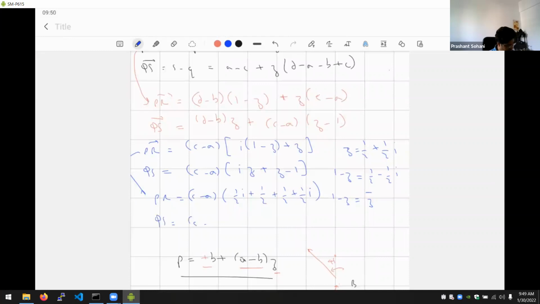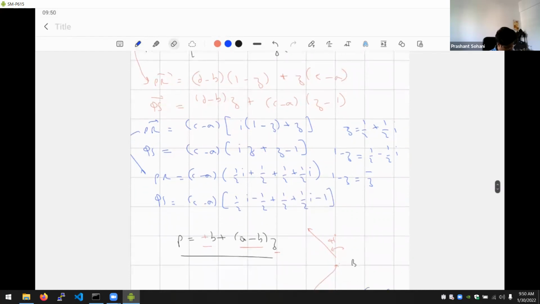And QS is c minus a times... But unfortunately, this tablet is vertical. If I were teaching in the class, I would have the advantage of writing everything horizontally, so I don't have to keep writing PR, QS alternately this way. But anyway, I will work with what we have.